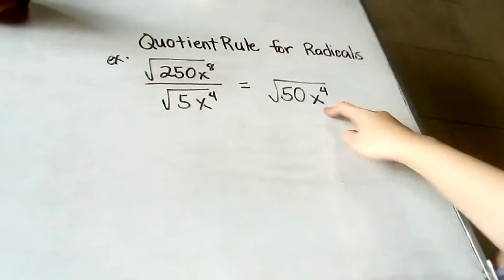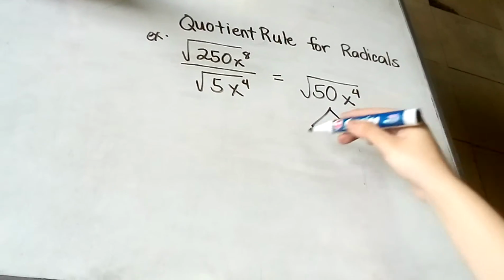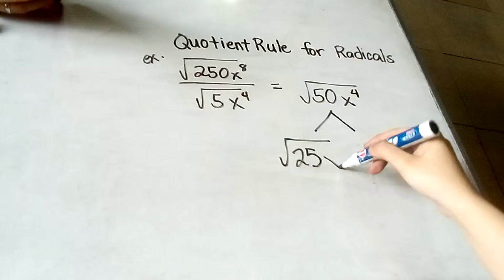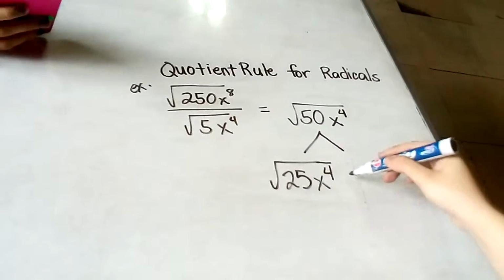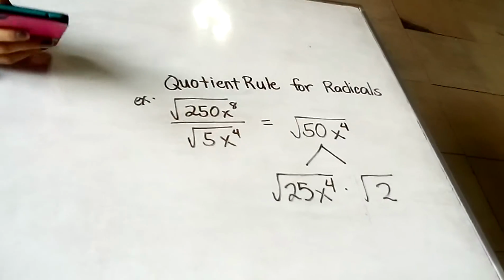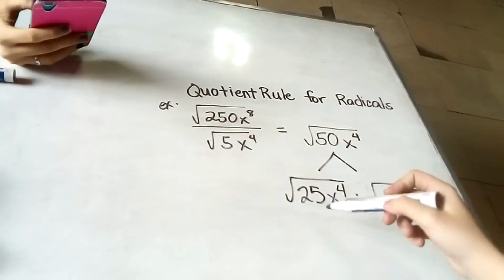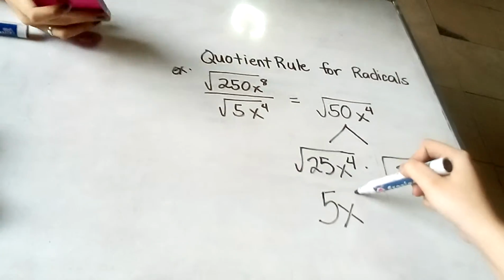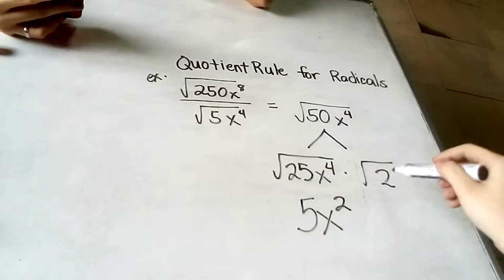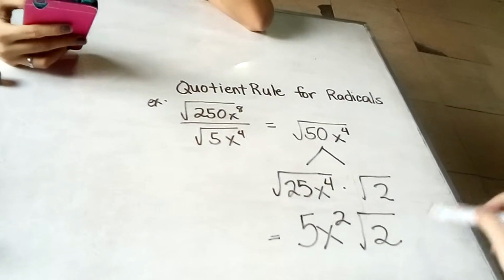This is not the final answer yet. Since this one can be divided by 25, x to the 4th. So, we can simplify this using the technique: 5x squared, since 5 times 5 and x squared times x squared. Then copy this because it's the simplified form. This is the final answer.